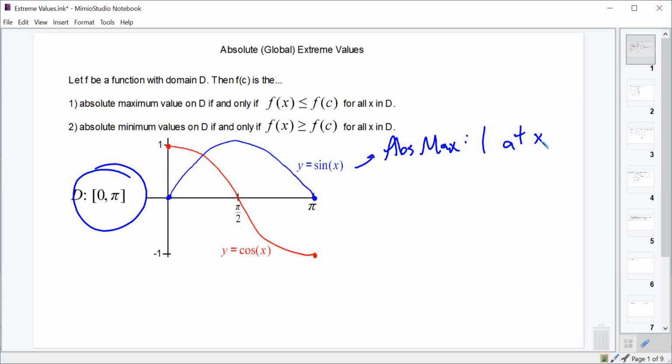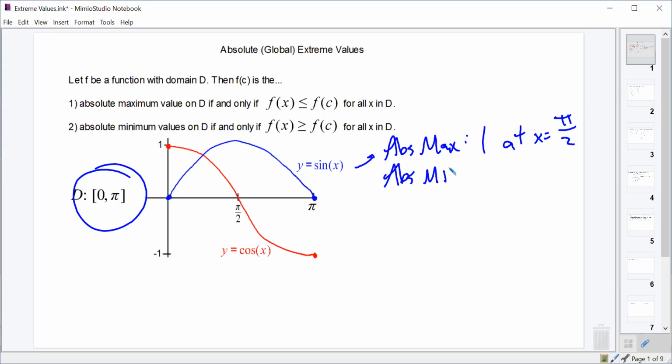And where does it occur? At x equals pi over 2. So if the question is just what is the absolute max, the answer is 1. And then oftentimes they want to clarify where does that occur. So make sure you don't put pi over 2 as the max. That's the location of the maximum, but the maximum is actually 1.